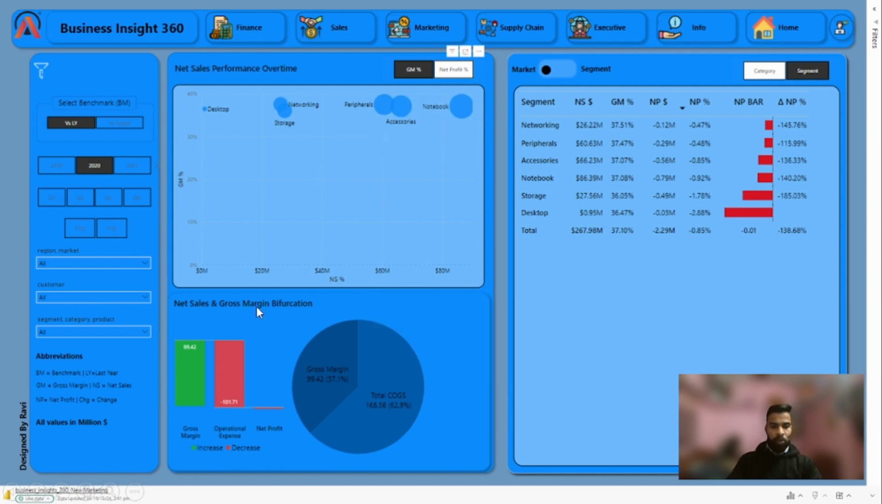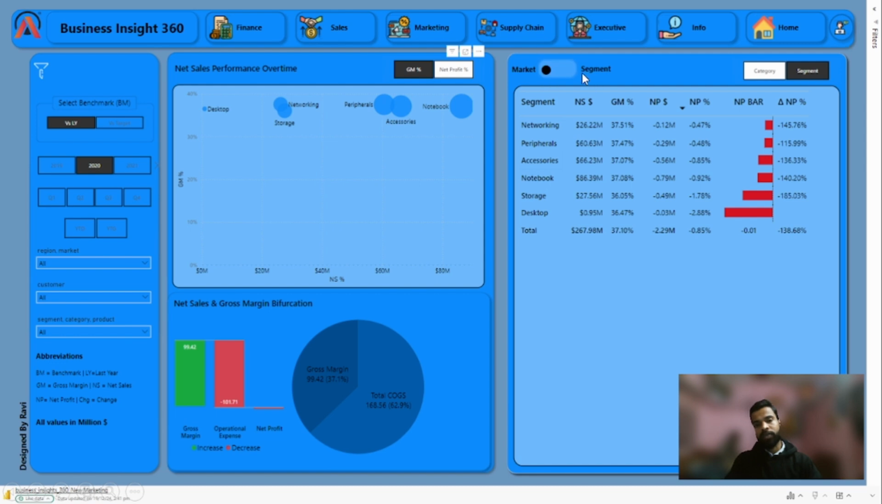The net sales and gross margin verification chart below shows that we have two charts here. One is a pie chart and the second is a column chart. In the column chart we have $99.4 million of gross margin and minus $101.71 million of operation expense, and net profit is minus $2.29 million. It is very low, and it clearly indicates that we have a good gross margin, but due to operation expense we don't have a net profit. So it indicates that Atliq Hardware has to find a way to decrease operation expense and increase net profit.